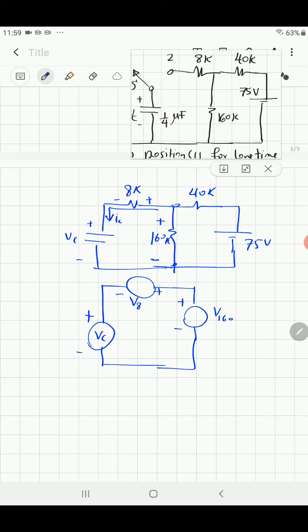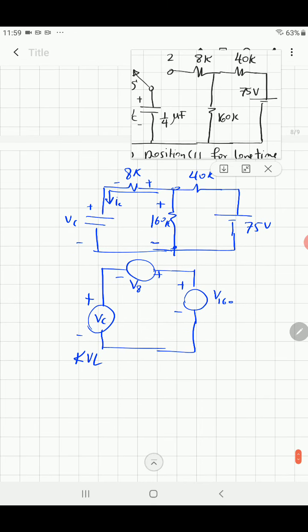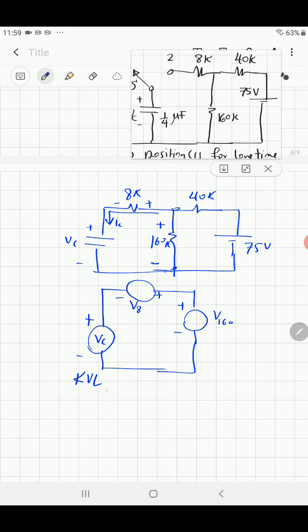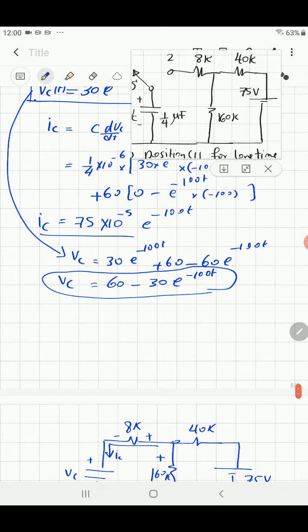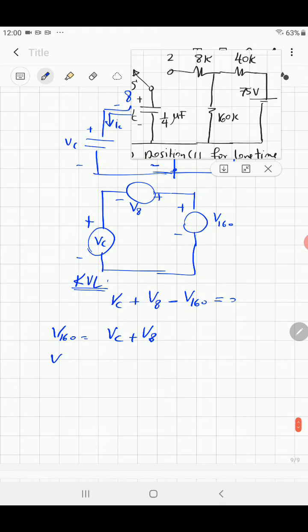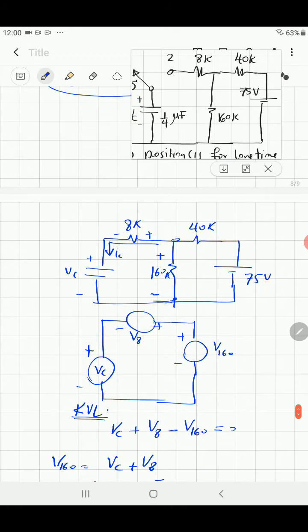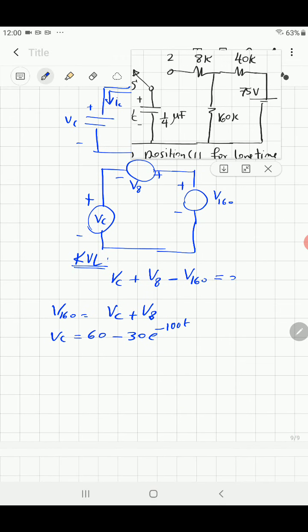Apply Kirchhoff's voltage law. Kirchhoff's voltage law will say that Vc, and the positive connected to negative will be plus V8, positive connected to positive will be minus V160 equals 0. So the voltage across 160 is equal to Vc plus V8. Vc, we got it. You tell me where this is Vc. 60 minus, let us write here, Vc is equal 60 minus 30 e^(-100t), I believe. Yes, 100t.